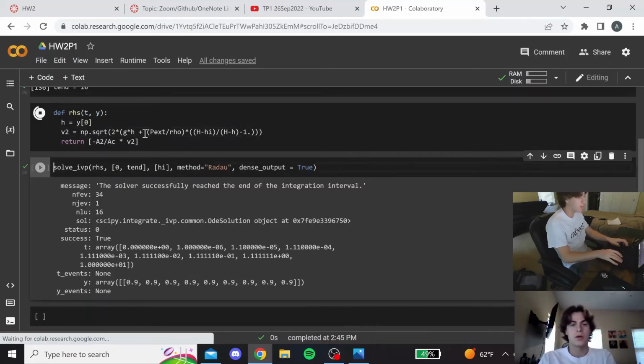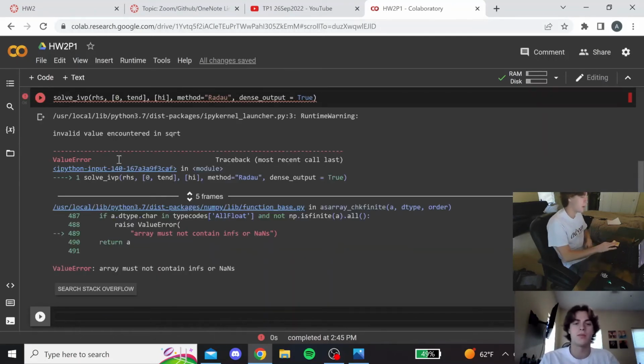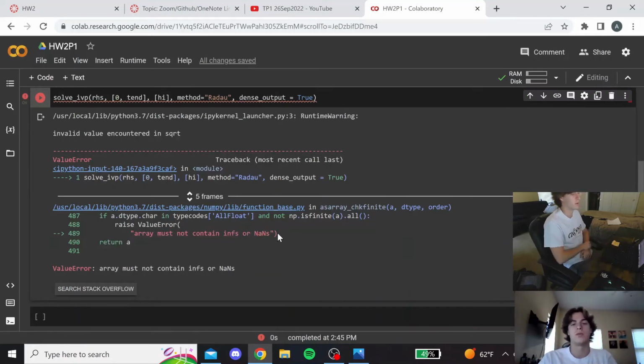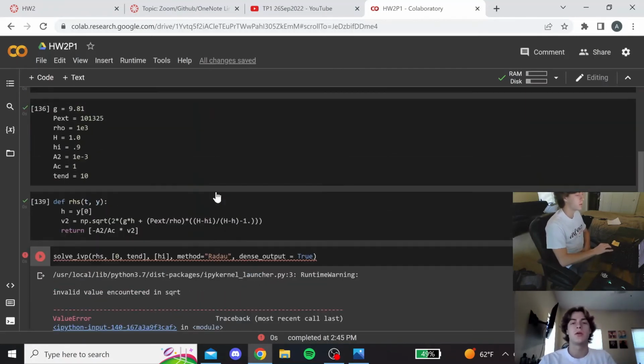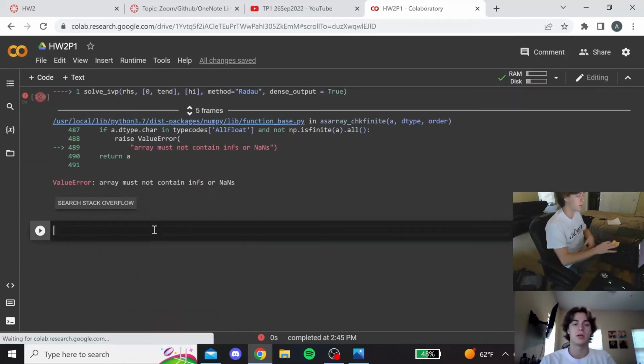It shouldn't work. I found an error. I need to do plus. So now when you run this, it gives us an error that we're getting infinity values or non-real values. So I'm going to go ahead and graph this and see if we can run the simulation time for a little less and actually get the graph.